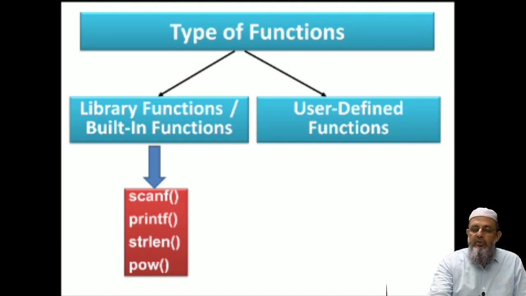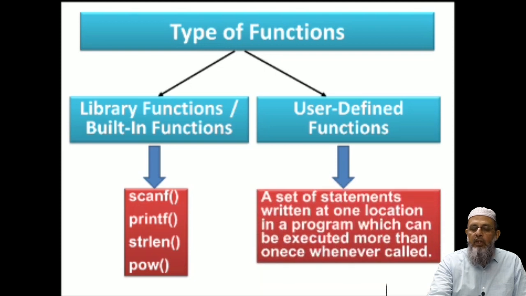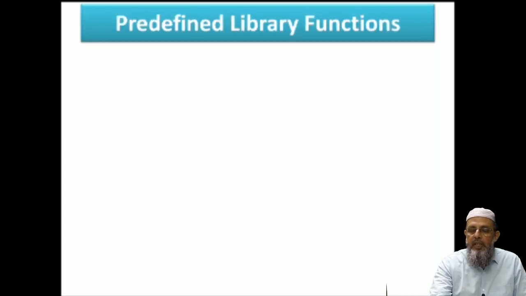User-defined functions are a set of statements, instructions, that will be written at one location in your program and which can be called and executed. Once it is called, it will be executed from that particular location. It is written at one location and every time a call is made, that is called a function call, it will perform those necessary tasks.